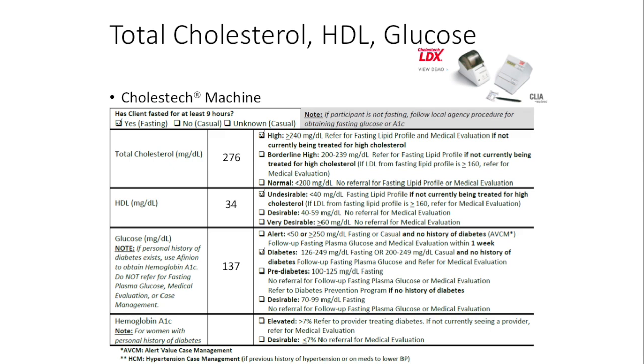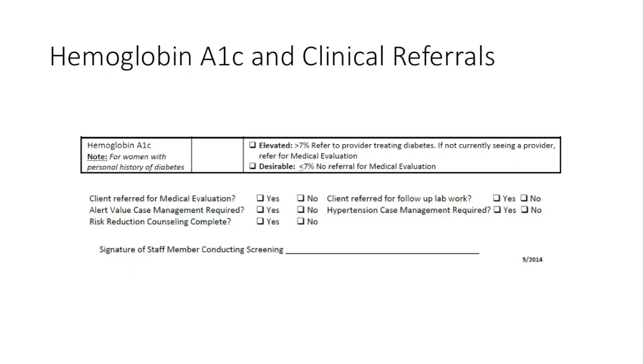You do have an Afinion A1C machine there, but you're not able to use that to diagnose diabetes. So you can only use that for women who already have a history of diabetes. And speaking of that, we have the hemoglobin A1C there at the bottom. If you have a woman who does have a history of diabetes, make sure you use that Afinion machine and get the A1C right there in the clinic that day.